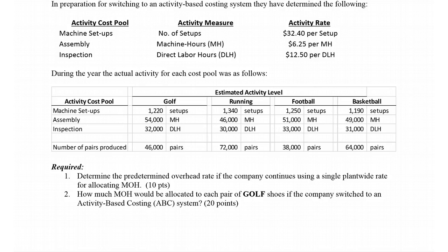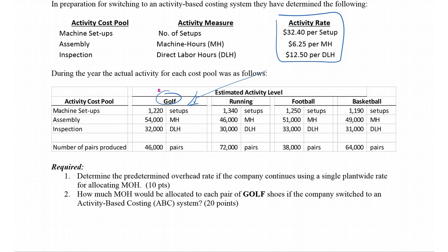All right, with the second part, how much manufacturing overhead would be allocated to each pair of golf shoes if the company switched to activity-based costing? In this case, they've already given us the activity-based costing rates. They've done the math for us, so we don't have to figure out the activity rate. What we need to do is apply the activity rates to the overhead items. And we're going to do that for golf.